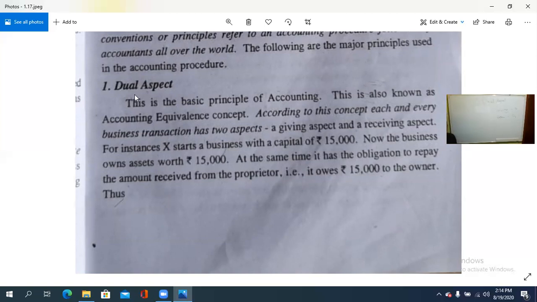For example, X starts a business with a capital of 15,000. Now the business owns an asset worth 15,000. At the same time, it has an obligation to repay the amount received from the proprietor, that it owes 15,000 to the owner itself. This is the basic principle where there is a giving aspect and a receiving aspect. X starts a business with a capital of 15,000. Now the business owns the asset worth 15,000.